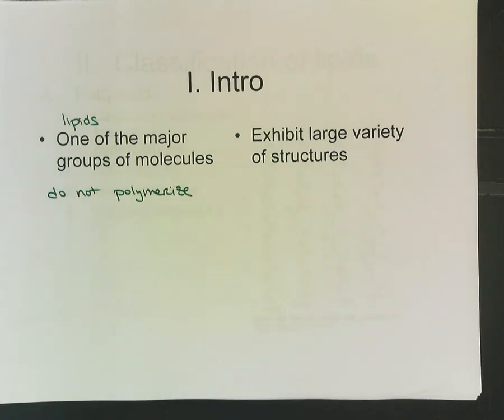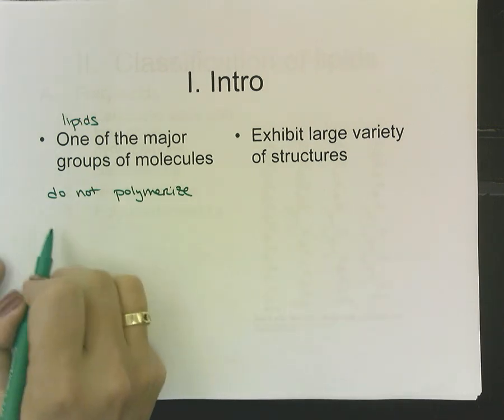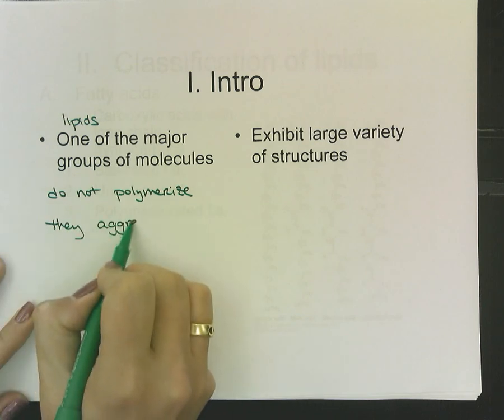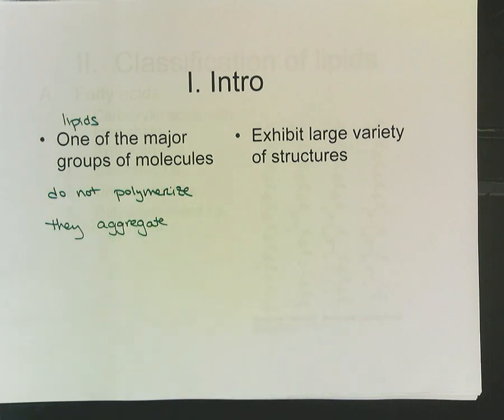All right, so lipids do not polymerize. They aggregate. What does it mean to aggregate? Using some hand symbols, yes, they kind of do this, they clump. It means that they choose to associate with themselves rather than other molecules. It's one of those likes statements.